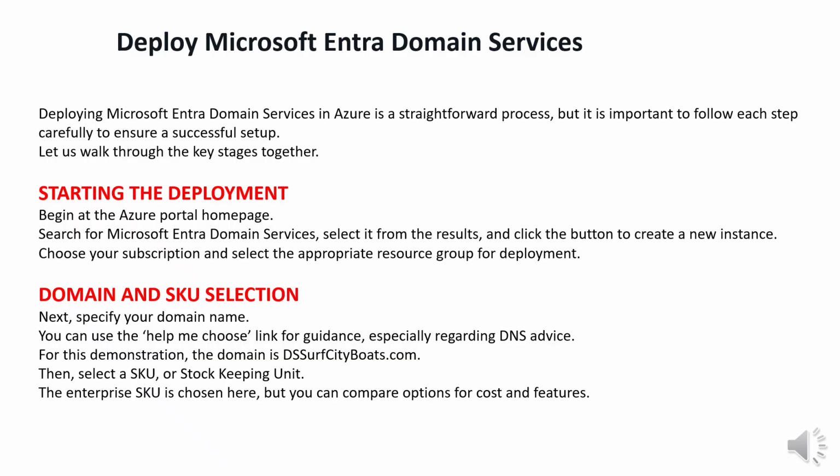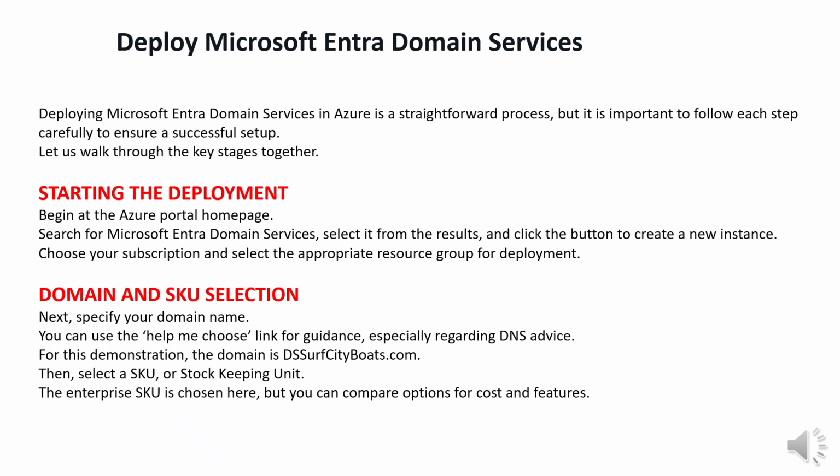Starting the deployment. Begin at the Azure portal homepage. Search for Microsoft Entra Domain Services, select it from the results, and click the button to create a new instance. Choose your subscription and select the appropriate resource group for deployment.